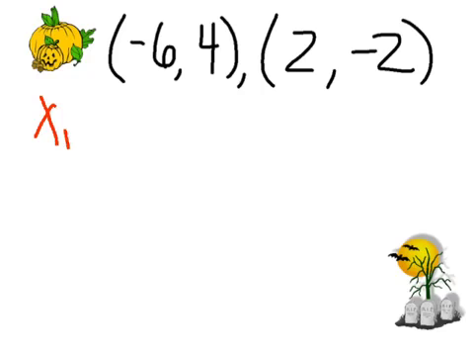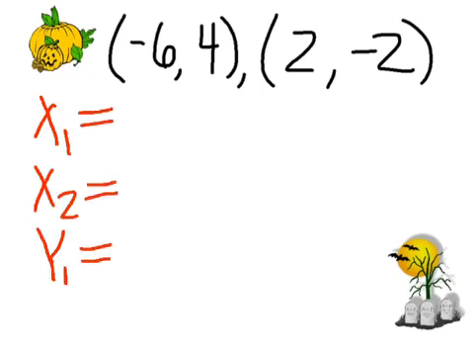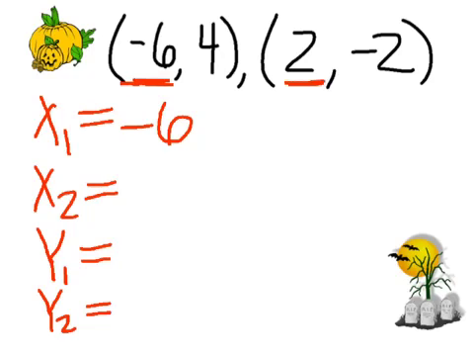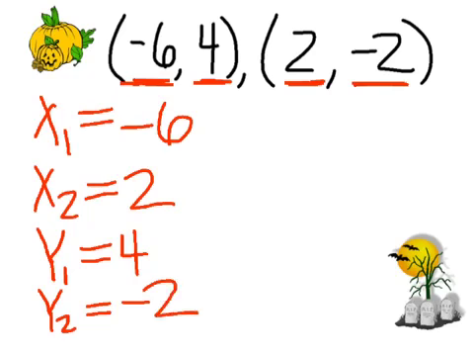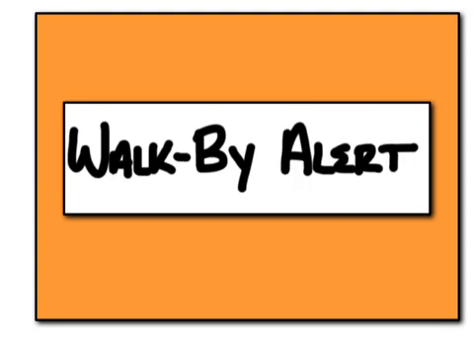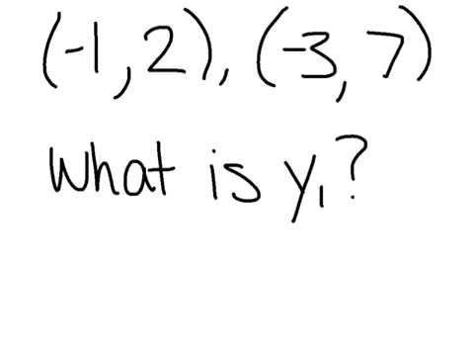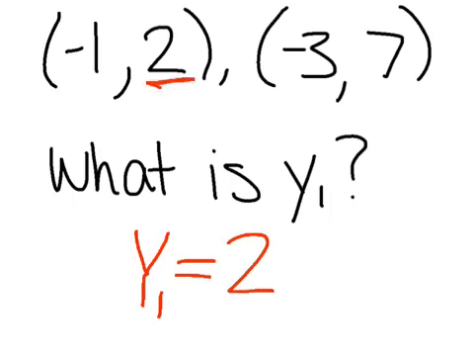For example 2, we're doing the same thing. What's our x1 value? -6. Right, -6. Our x2? 2. y1? 4. Good. And our y2? -2. Good. Another walk-by alert. What is our y1 for these 2 sets of points? Good. Our y1 is 2 for these sets of points.